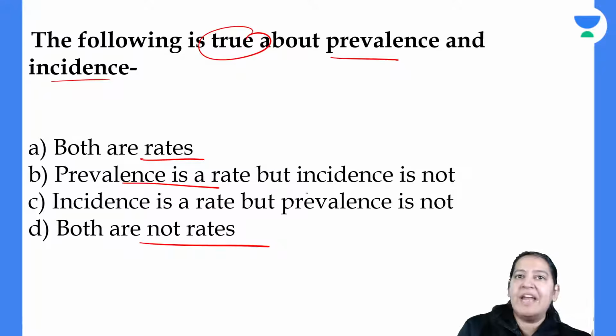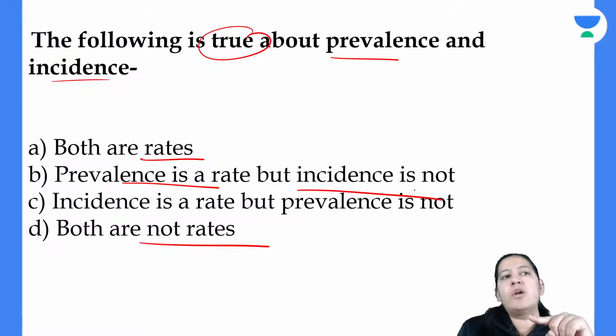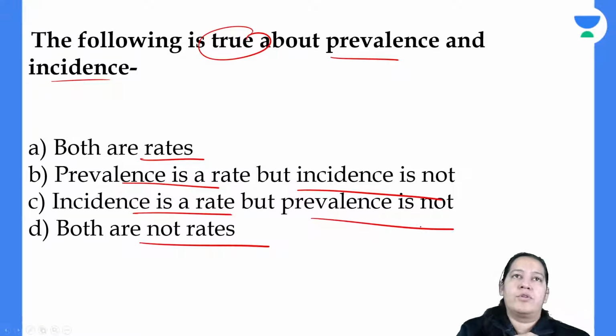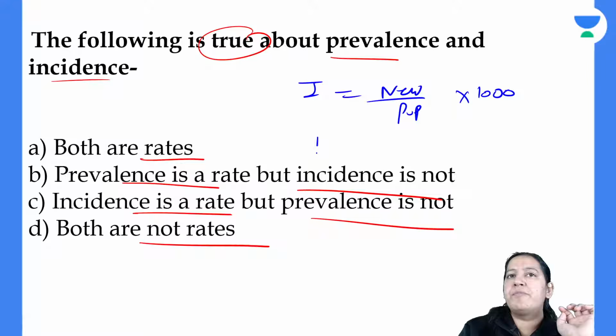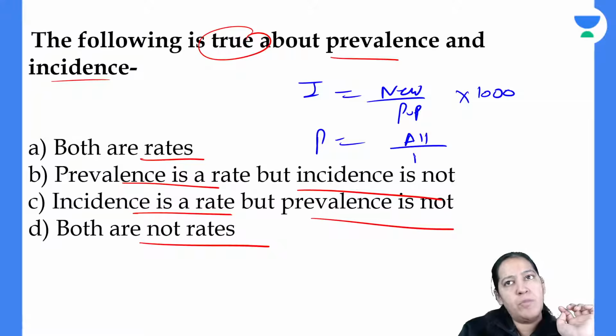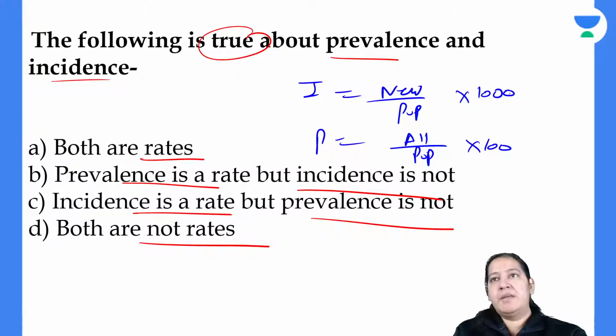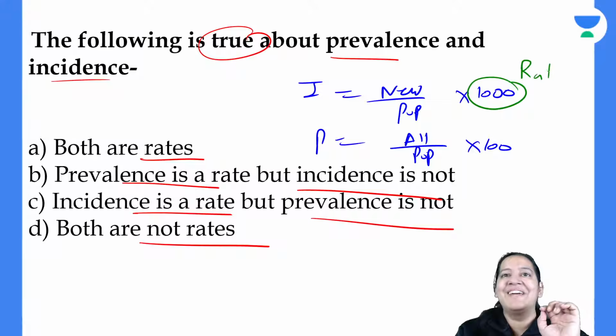Incidence is a rate but prevalence is not. If you know the formula of incidence and prevalence, you can answer. What is incidence? New cases upon population at risk into 1000. And what is the formula of prevalence? All cases upon population at risk into 100. Now see the multiplier. Here the multiplier is 1000, so incidence is a rate. And here the multiplier is 100, so prevalence is a proportion.